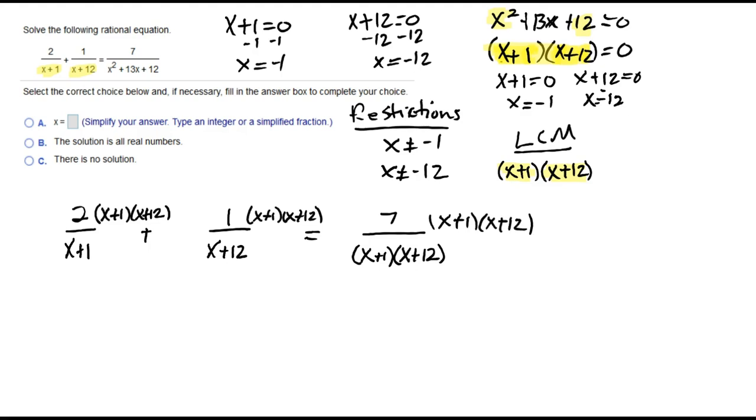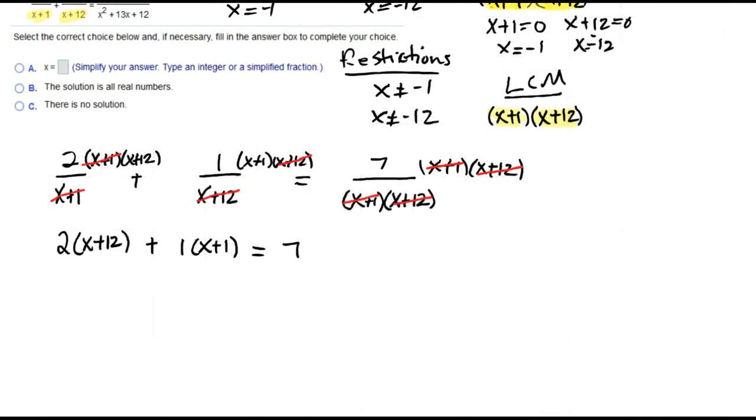Then, the reason why this method is called the clearing fractions method is because the least common multiple is going to cancel out all of the denominators, clearing the fractions from the problem. So we're canceling out those common factors, and what's left is 2 times x plus 12 plus 1 times x plus 1 equals 7.